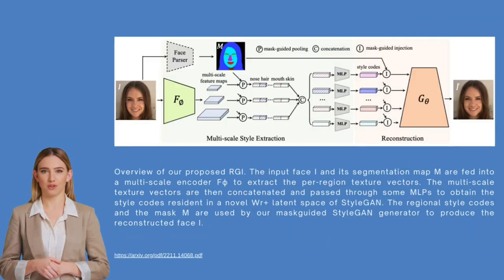Let me give you an overview of the regional GAN inversion method. The input face, labeled as I, and its segmentation map M, are processed through a multi-scale encoder denoted as FI. This encoder extracts texture vectors for each region. These multi-scale texture vectors are then combined and passed through multiple MLPs to generate the style codes, which reside in a new R+ latent space of StyleGAN. Using these regional style codes and the mask M, our mask-guided StyleGAN generator produces the reconstructed face.